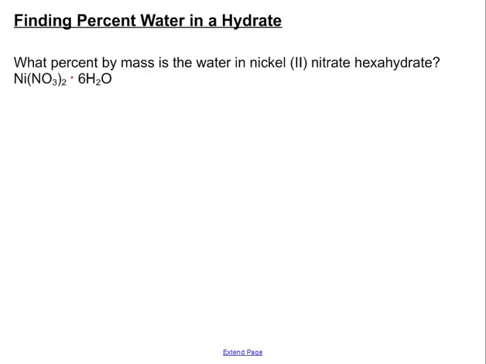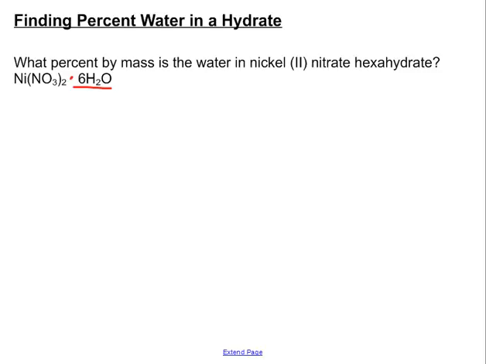The third strategy is when you are given a chemical formula, but now we're not finding the percent composition of individual elements. We're going to look at a hydrated salt, sometimes called a hydrate, and find the percent water in this hydrate. A little background: you can recognize a hydrate from its formula. This example is nickel(II) nitrate with 6 water molecules attached, and there's usually a little dot to show that those 6 water molecules are weakly attached to the ionic compound.